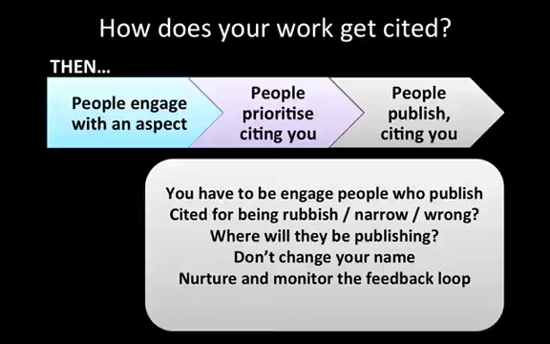Think about where the people citing you might be publishing. Are they publishing in obscure journals, or are they going in places where all the people can be found? Again, not changing your name helps build that trajectory and enhance the feedback loop, so that you publish something, people find it and read it, they engage with it, they prioritise citing you, they then publish, and they publish it in a place where yet more people see your work because they see it in the text and they see it in the bibliography, and hopefully they see more than one thing cited.